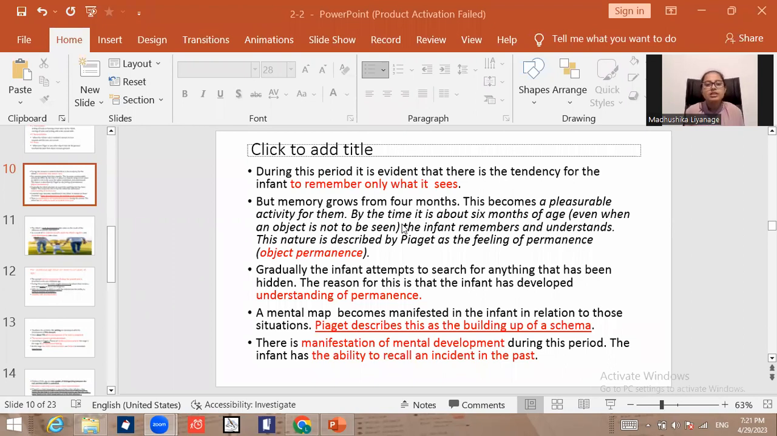Okay. So there is a manifestation of mental development during this period. Mental development. The infant has the ability to recall an incident in the past. At this stage the infant, that means he or she, has the ability to recall something, recall the past event, past incident.